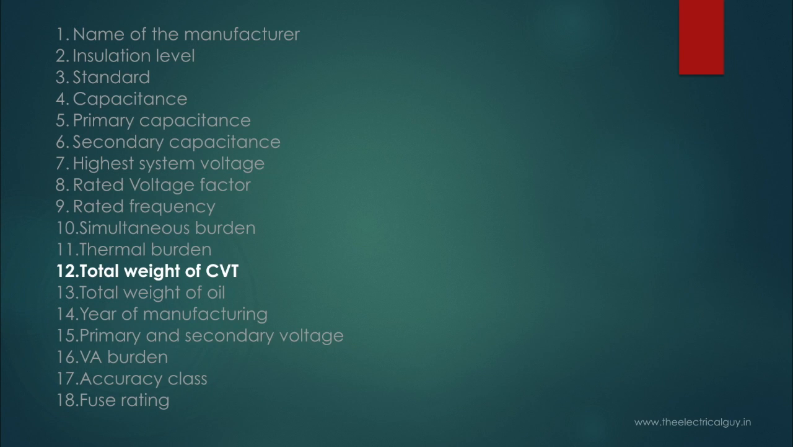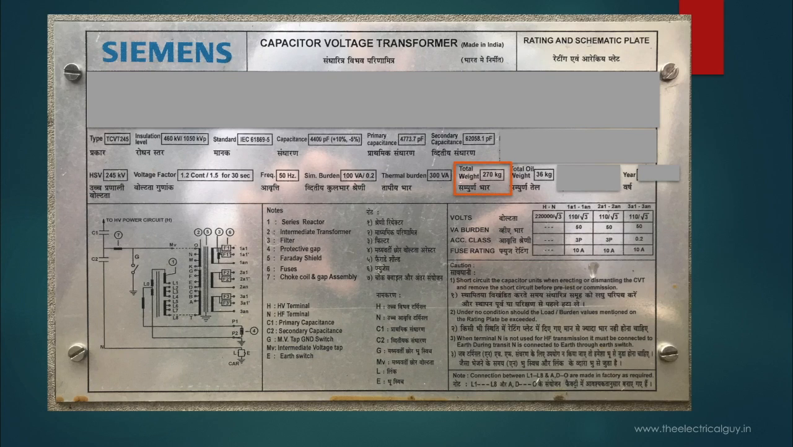Next is total weight. This will give us the total weight of CVT in kilograms. Similarly, total weight of oil, this will give us the total amount of oil used in CVT in kilograms. Year of manufacturing, this will show the year in which the CVT is manufactured. Now here you can see there is a table given on the nameplate. Let's see the details of parameters given in this table.